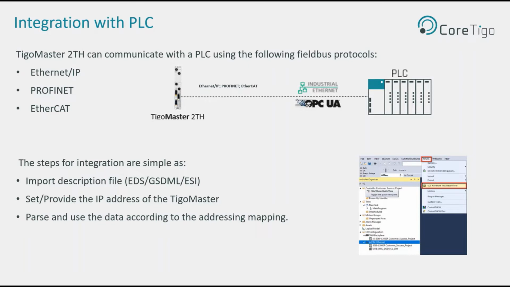Importing the description file into the programming environment of the PLC will provide the IP of the TigoMaster so that the PLC will be able to connect to it, and lastly, parse and use the data according to the addressing mapping.